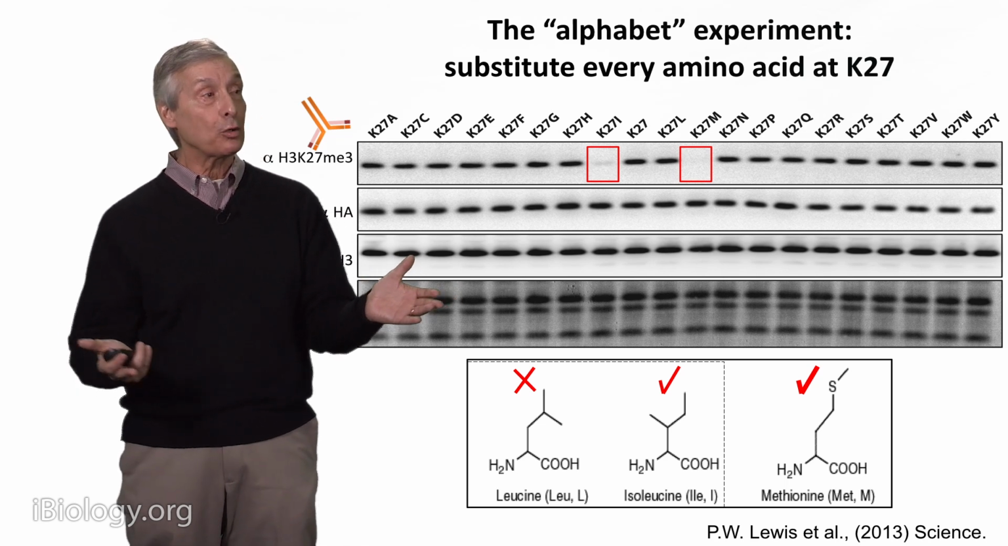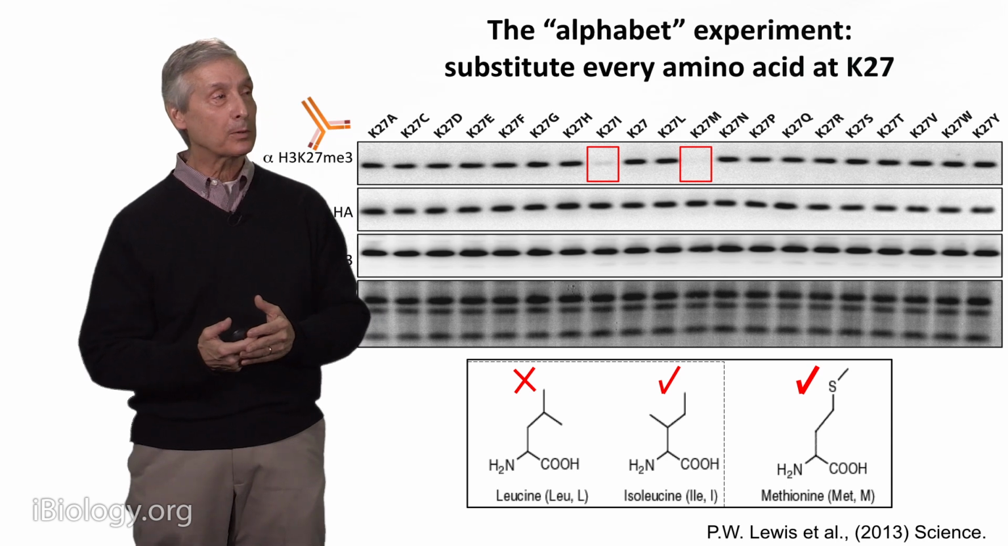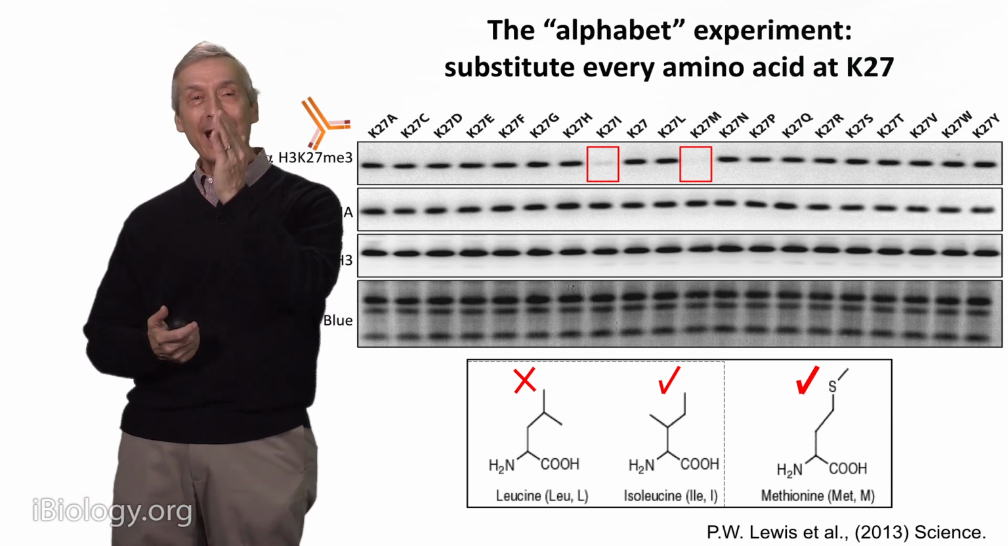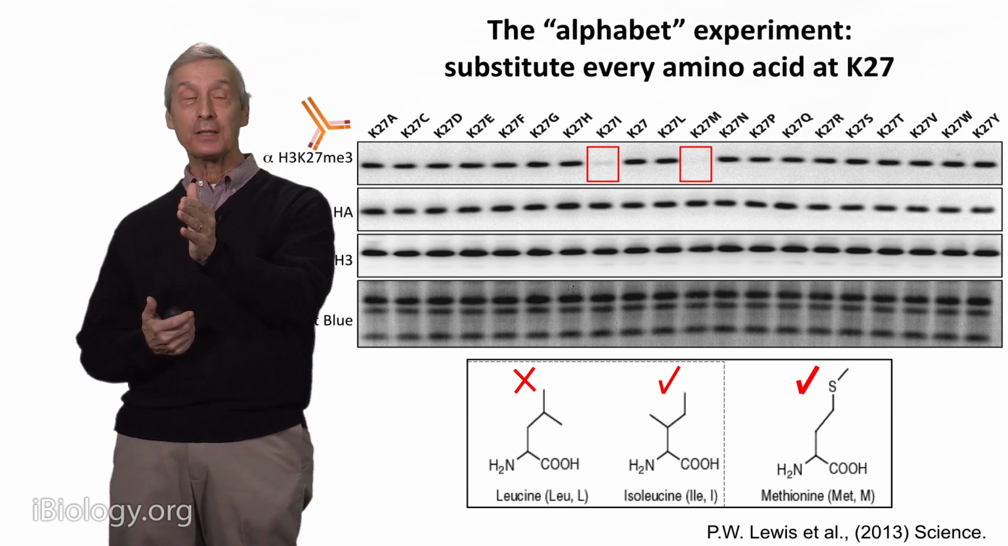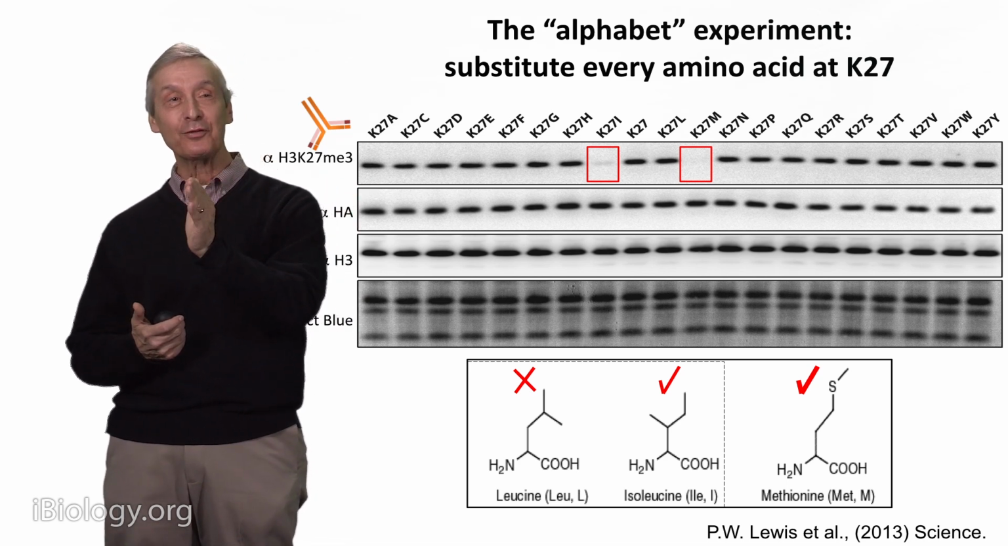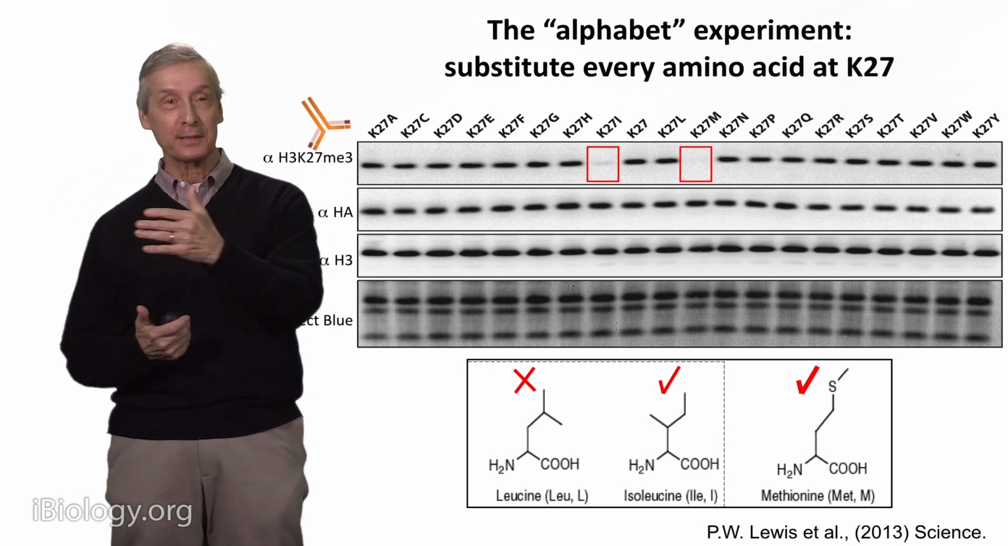Essentially no staining there. It's like a little hole. And Peter Lewis, who was a postdoc in my lab who did this remarkable blot, then asked, is it magical that it's a methionine? So to answer that question, he altered the lysine to every possible amino acid. I've loved to nickname it the alphabet experiment.